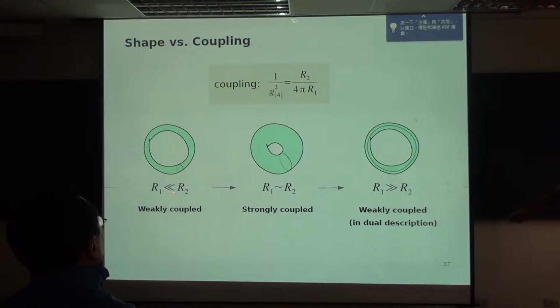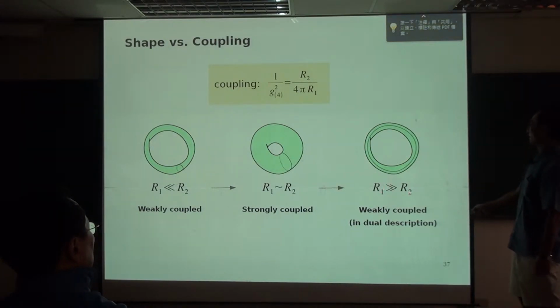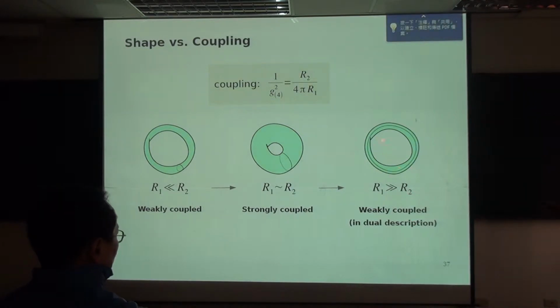Then if we change the ratio of R1 and R2, then the shape becomes something like this. And then around here, the gauge coupling is strongly coupled. Okay. So let's continue changing the ratio of R1 and R2 further. And what is going to happen is, as far as the shape of the two-dimensional torus is concerned, it goes back again to something which looks like a thin ring, right? But here, R1 is much, much bigger than R2. But as far as the shape is concerned, it corresponds to very weak coupling, and indeed the four-dimensional theory is weakly coupled again, but in the dual description.